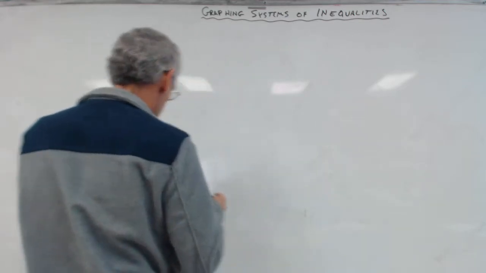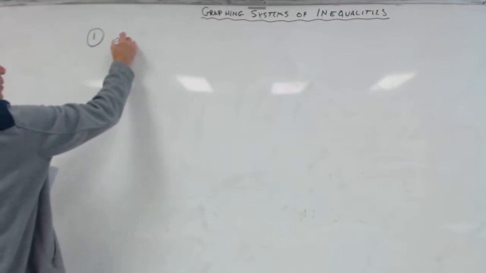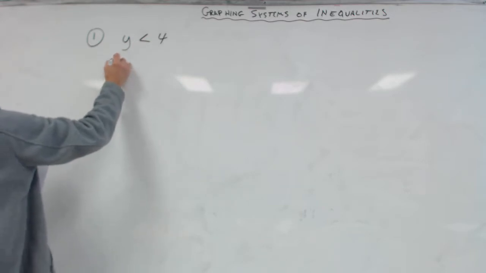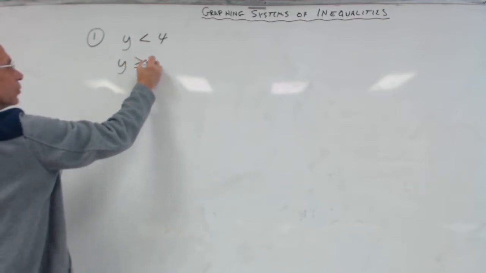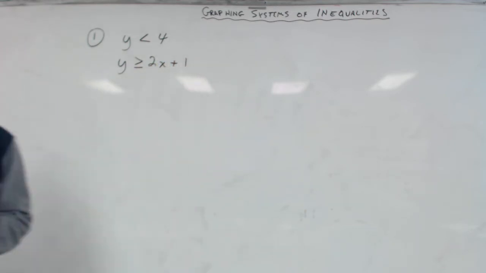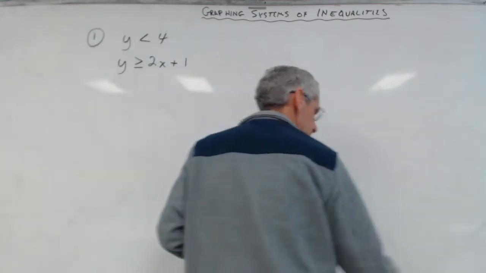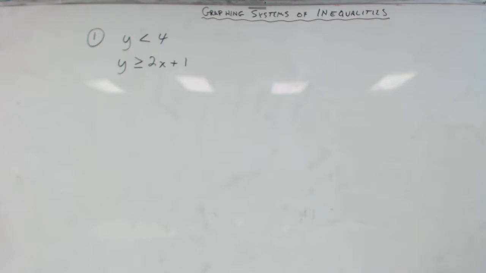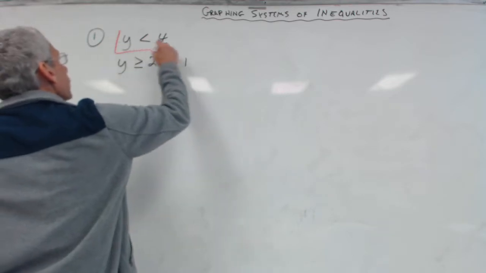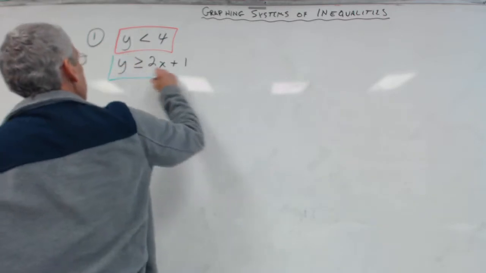The second type of problem you're going to see is something like this. Graph y is less than 4 and y is greater than or equal to 2x plus 1. All right? Okay? So I have two equations. I'm going to do this one in red, and I'm going to do this one in green.